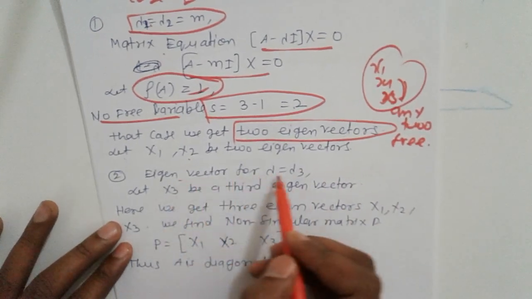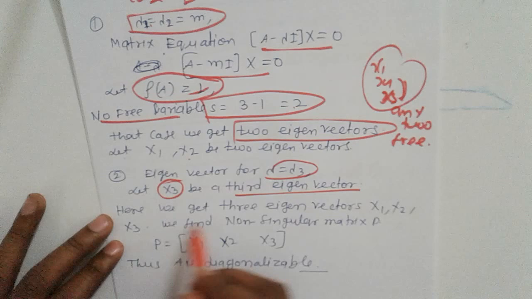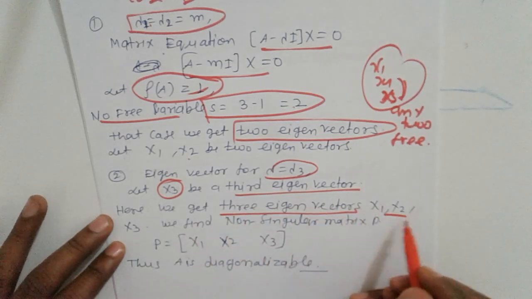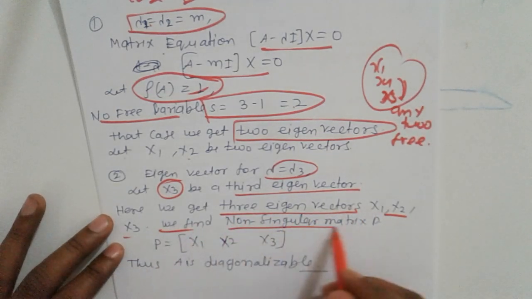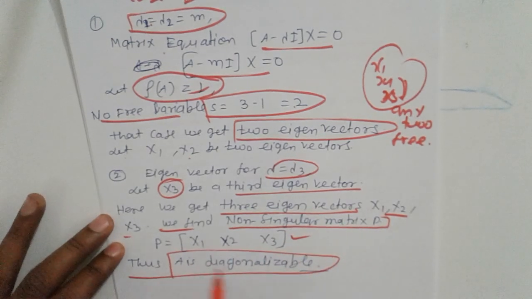And the eigenvector for lambda equal to 3: suppose x3 is the third eigenvector. Here we get the 3 eigenvectors x1, x2, and x3. You can find the non-singular matrix P, so that A is diagonalizable.